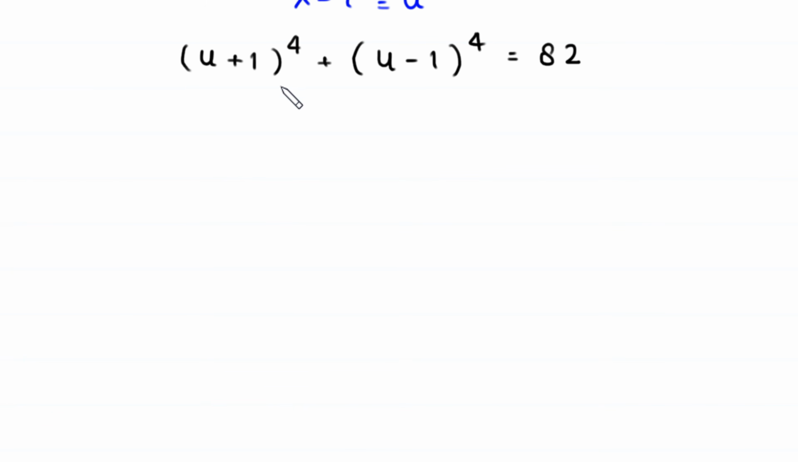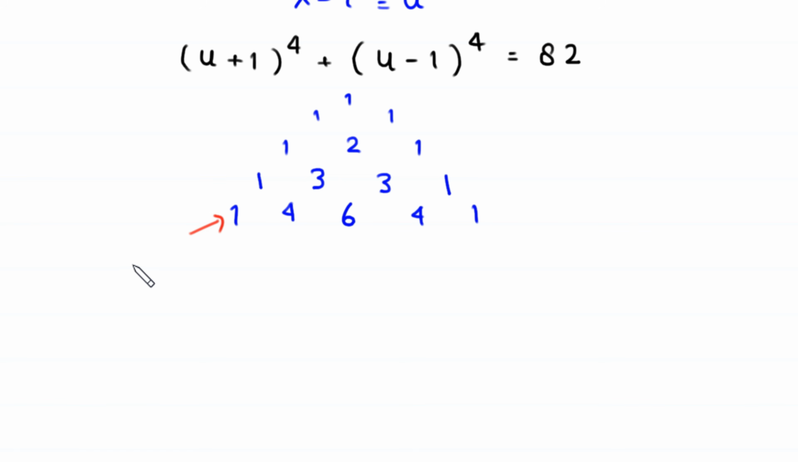Now to expand these two expressions we use Pascal's triangle and the binomial theorem. Pascal's triangle is 1 1, and 1 2 1, then 1 3 3 1, since 1 plus 2 is 3, 2 plus 1 is 3. Then 1 4 6 4 1, since 1 plus 3 is 4, 3 plus 3 is 6, 3 plus 1 is 4. Since we have the fourth power, we use this row.